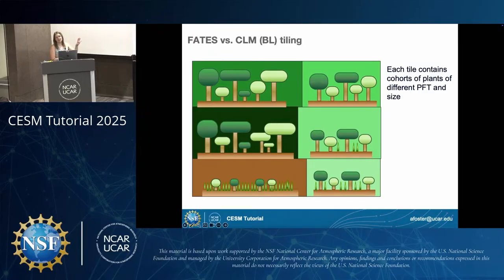Okay, so this is really important. It's a really cool thing that we're doing. It's now the future. We've decided that in CLM, we are adopting FATES. So in the future, this is going to be the default vegetation model in CLM.